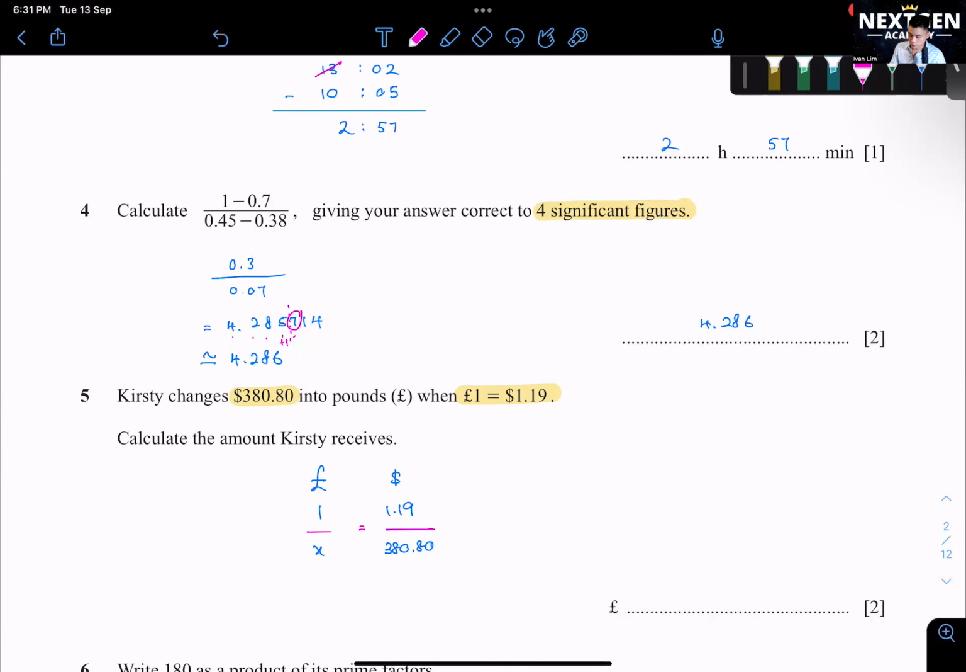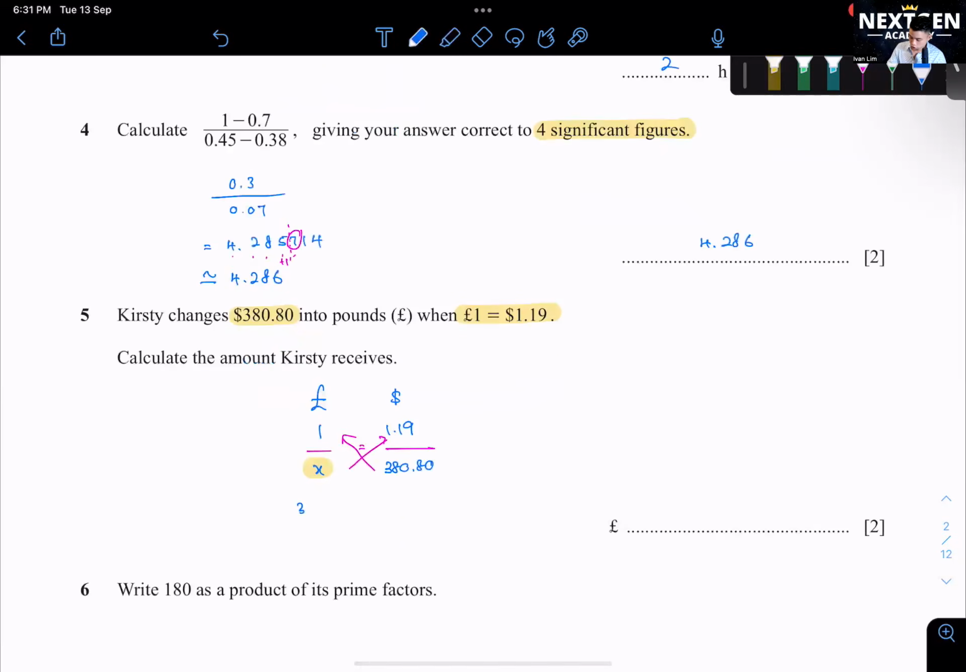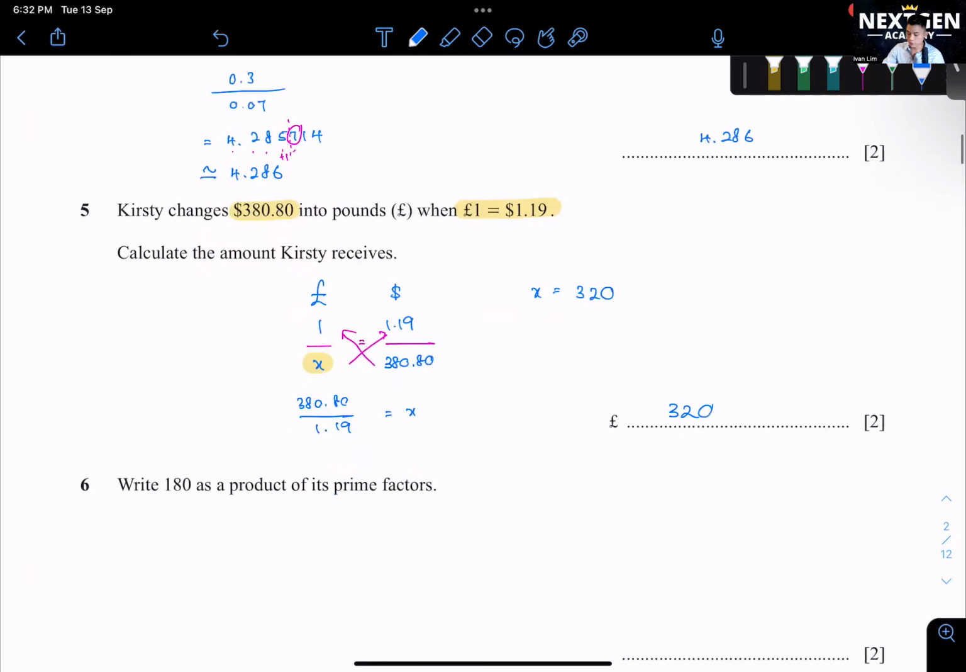After that, you want to find X. How to find X? You cross multiply it, and you'll get 380.80 divided by 1.19, which is equal to X over 1. Therefore, X will be 380.8 divided by 1.19. You get 320 pounds. Clear on this method? This is the ratio theorem.